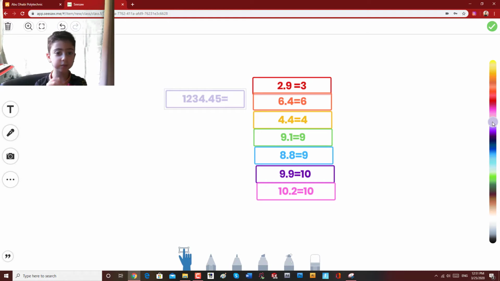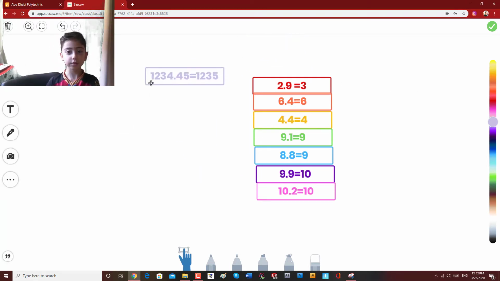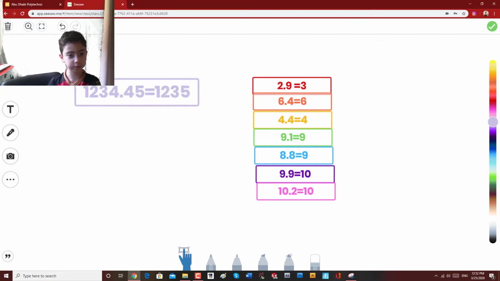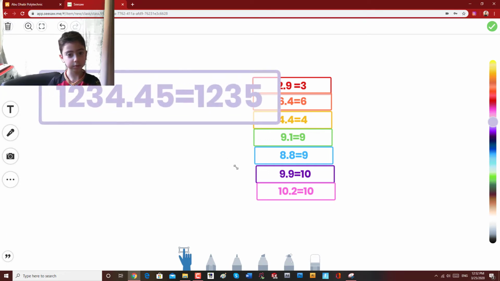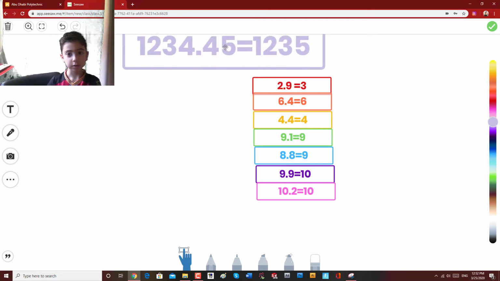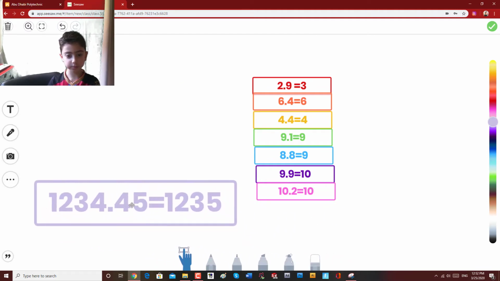The answer is 1, 2, 3, 5. Why? Because this 5 is going to be rounding this 4 to a 5. So 1, 2, 3, 4, 5. That was the challenge of the day. And we just need to make this one look bigger. Let's move this over here.